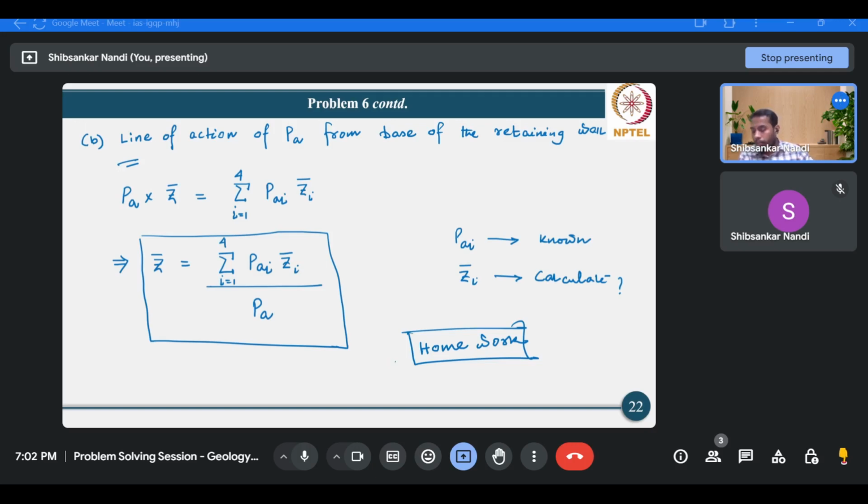This is the remaining part of this problem, and it's a very straightforward thing. You just have to calculate the individual lever arms from the base of the wall, then utilize this equation to get the lever arm, or the line of action, of the resultant active thrust.